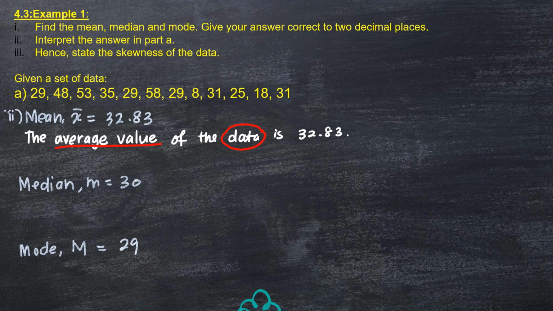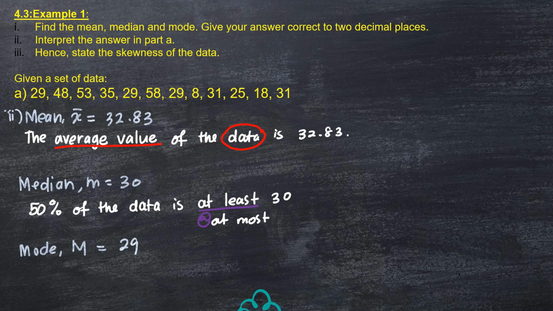Okay, for median, we can write it as 50% of the data is at least 30. Or you can change the words at least here to at most 30. So you can have two different sentences with the same meaning, because when we are talking about median, it is about 50%. So our subject is the data. You must put the words at least or at most 30. Just choose one, one sentence only there.